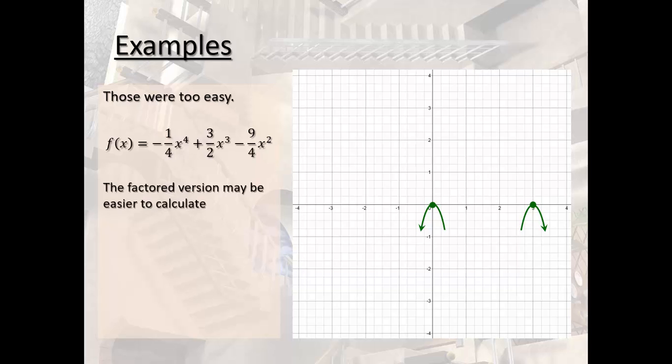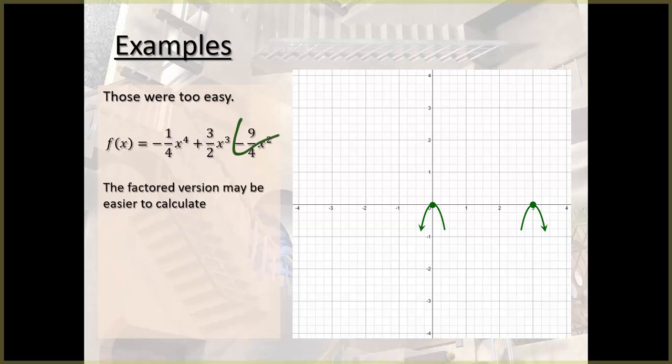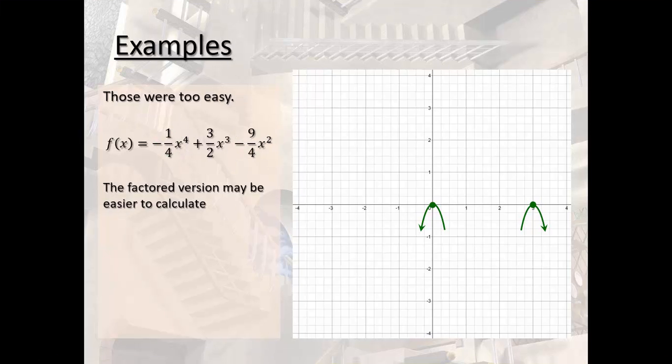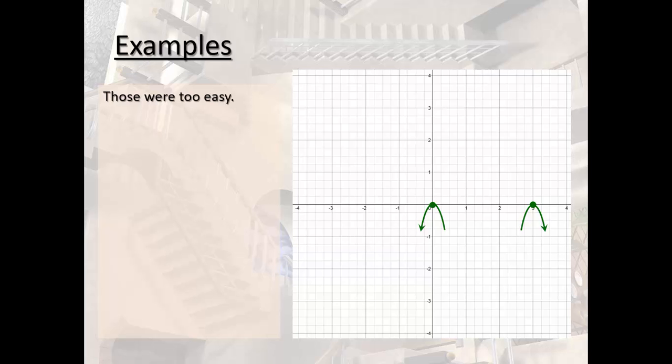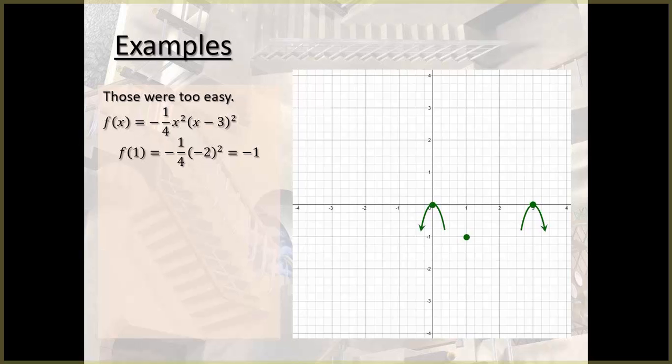All right, let's do it. And yeah, because of all the nastiness of the 1/4 and all that other stuff, it might be easier to use the factored version when you try to plug and shove and get those points. So plugging in 1, f of 1. Okay, when I plug 1 in, right there I get a negative 2. When I plug a 1 in right there, that's just 1. So I have negative 1/4 times negative 2 squared. Negative 2 squared is 4. So I end up with a negative 1.